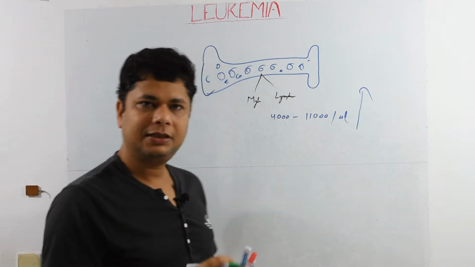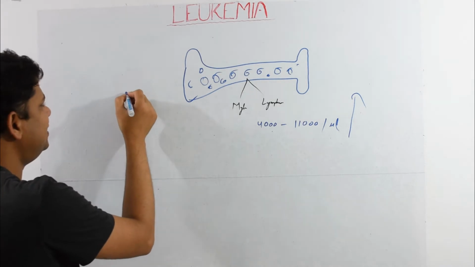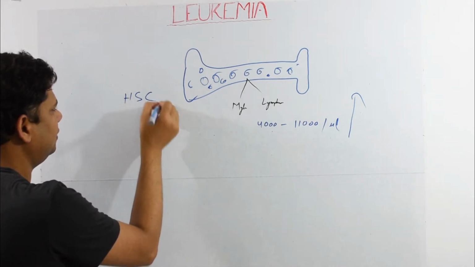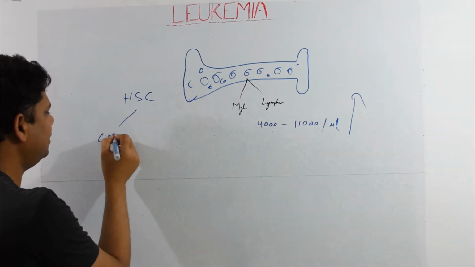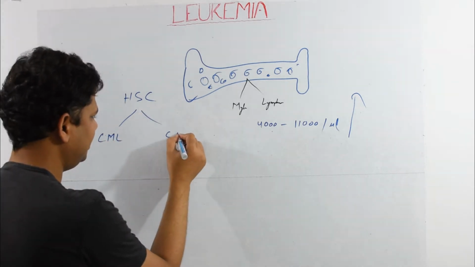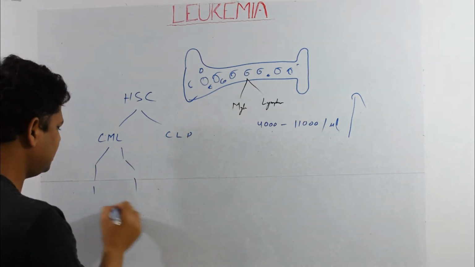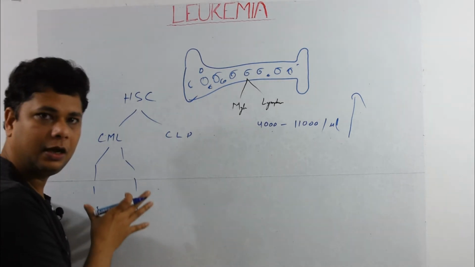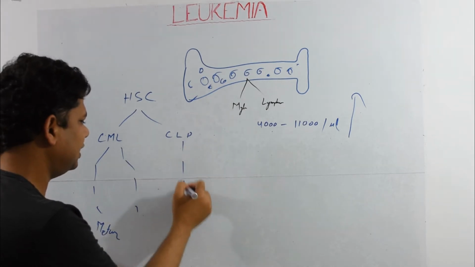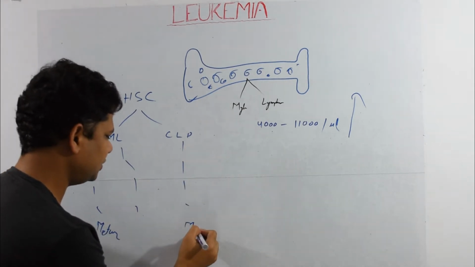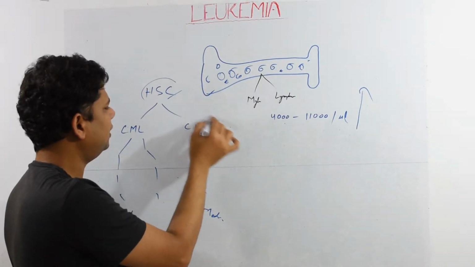Previously I discussed that there are some stages of differentiation. The first cell is the hematopoietic stem cell. The hematopoietic stem cell differentiates into a common myeloid progenitor or a common lymphoid progenitor. From this there are different stages, and finally it reaches the mature cell. Similarly, here also there are some stages, and then it reaches the mature cell. Mutation starts in any of these stages.